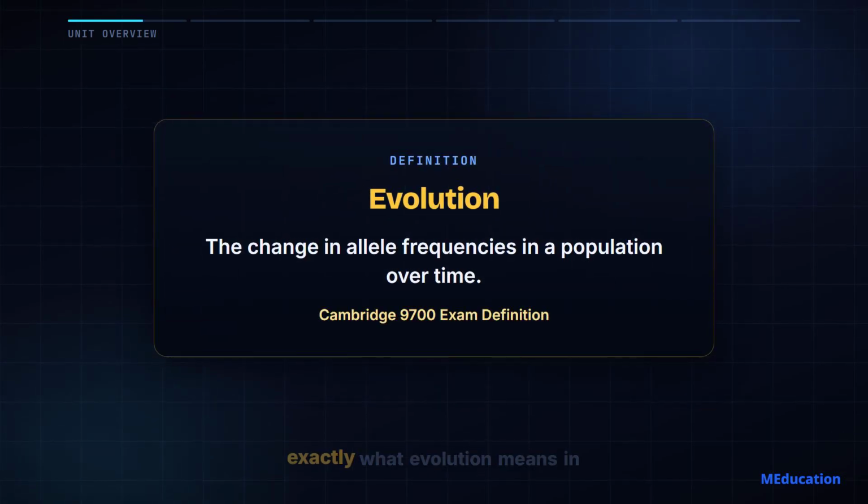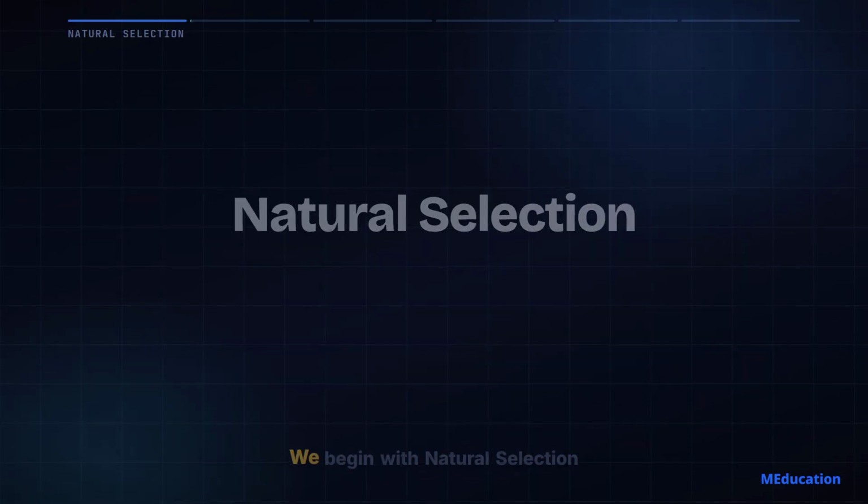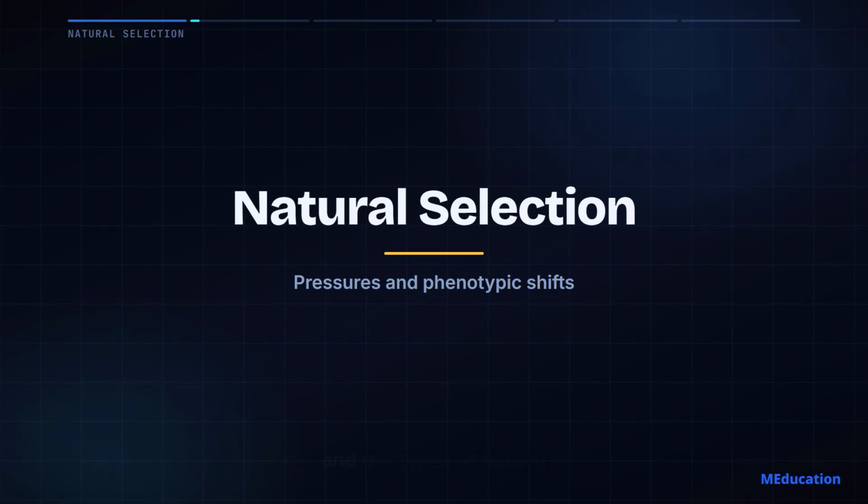Before we go any further, we need to lock down exactly what evolution means in the exam. It is defined strictly as the change in allele frequencies in a population over time. It is not just a change in physical appearance, it is a fundamental shift in the genetic makeup. We begin with natural selection and the types of natural selection.